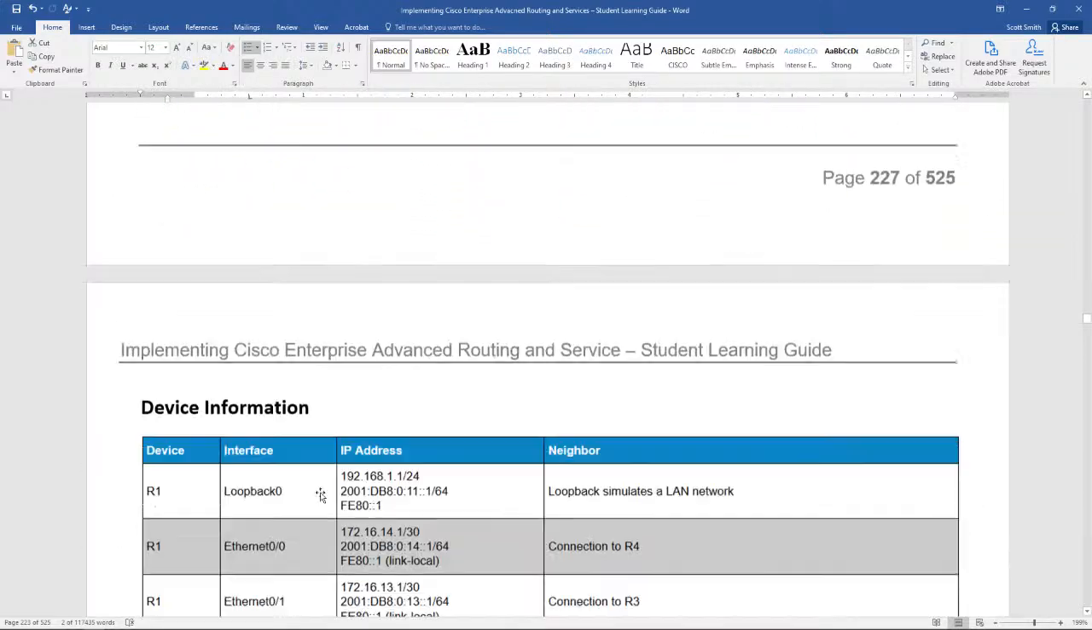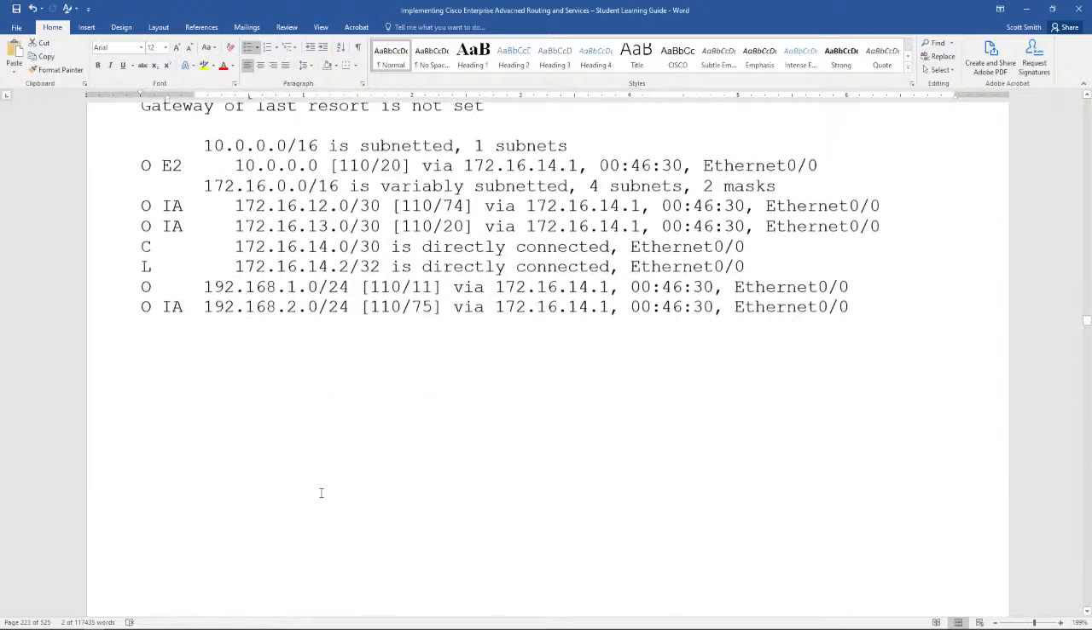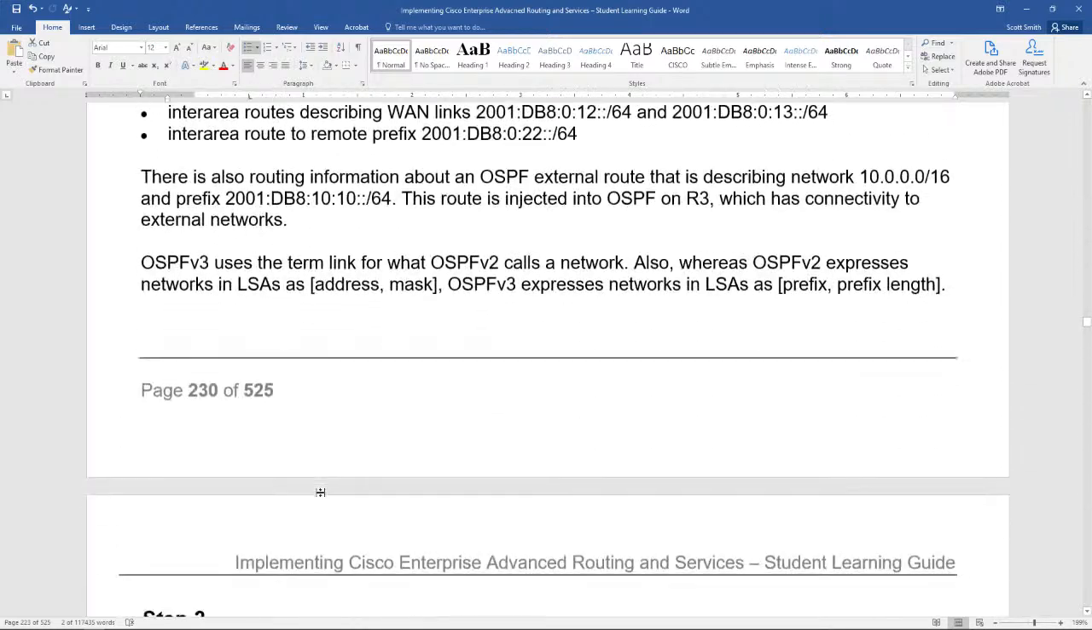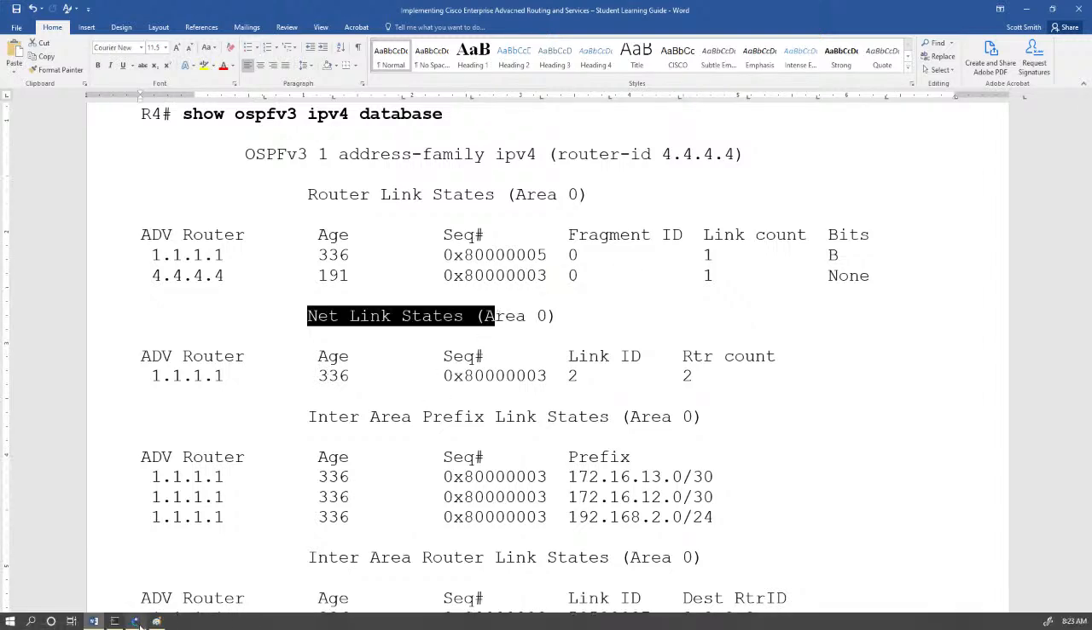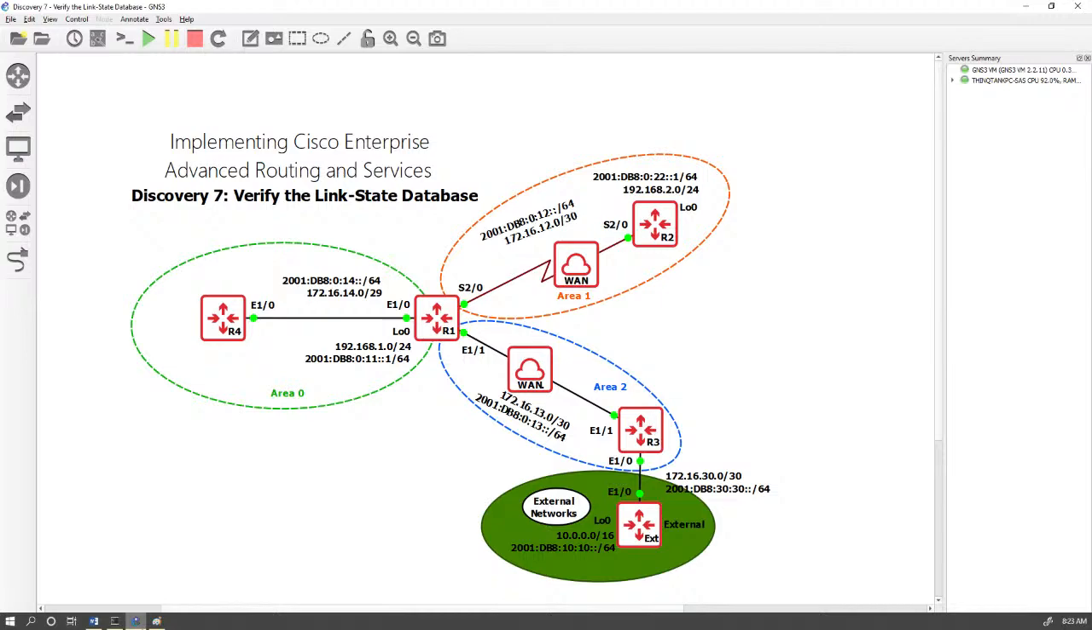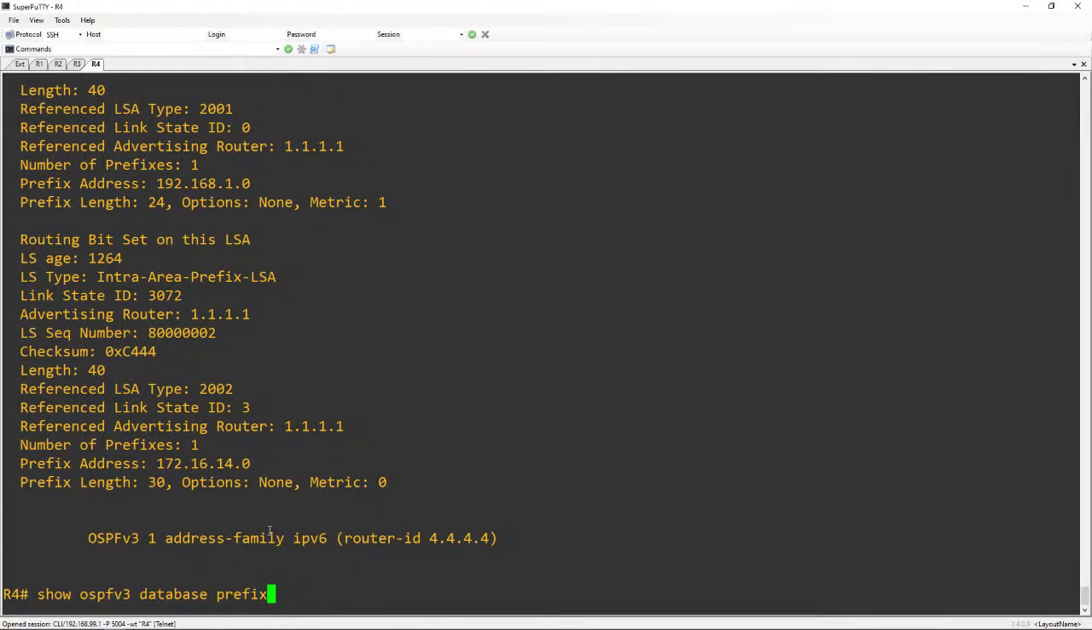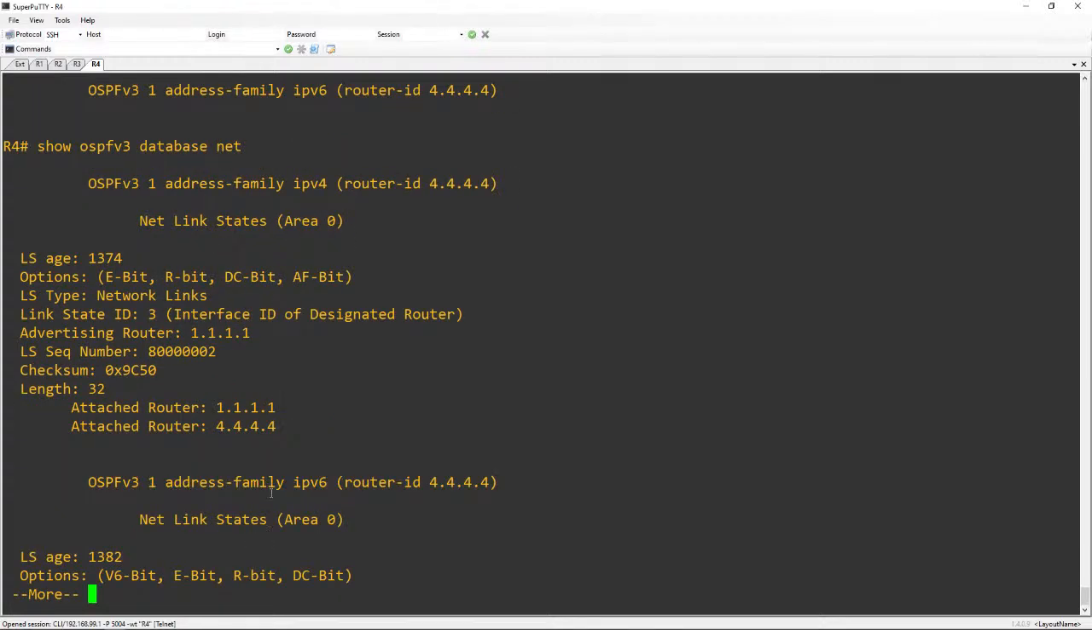Let me go back to where I was here. We were just looking at the database, but I want to make sure I'm in the right spot. Here's the database. So now let's talk about the Network LSAs. All right, specifically on router 4, again, we're looking at this from the perspective of router 4. I just simply go in here, show ip ospf database net to look at the Network LSAs.